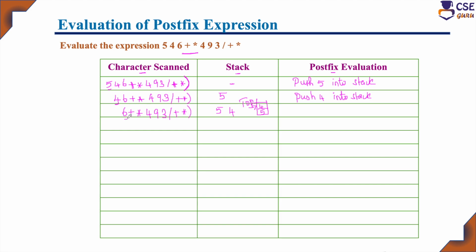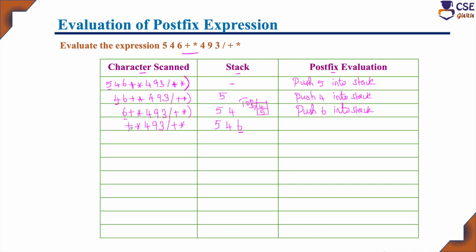And the next input character is 6. 6 is an operand, so push 6 into the stack. And remaining input characters are plus multiplication, 493 division plus multiplication. And here the stack contents are 5, 4 and 6. Now the top element is 6. And the next input character is plus.